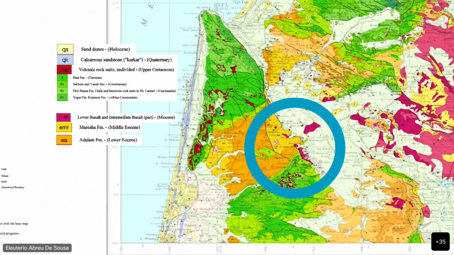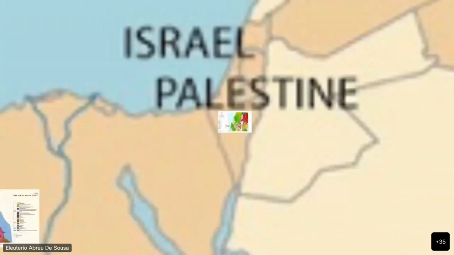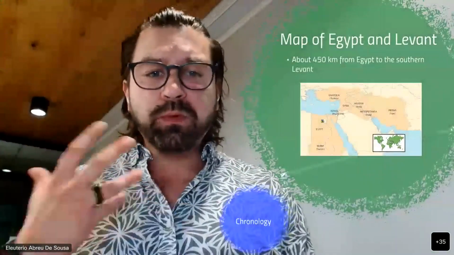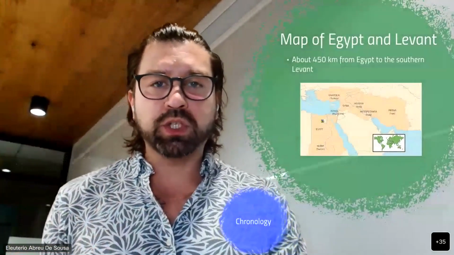The area, particularly around Tel Megiddo, consists of lower basalt, Mauritia Formation, and Adulam Formation, all of which are very different from what we have in the Nile Valley. So that gives you a brief understanding of where we're talking about geographically.